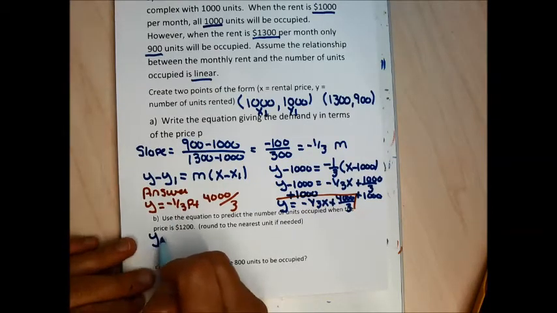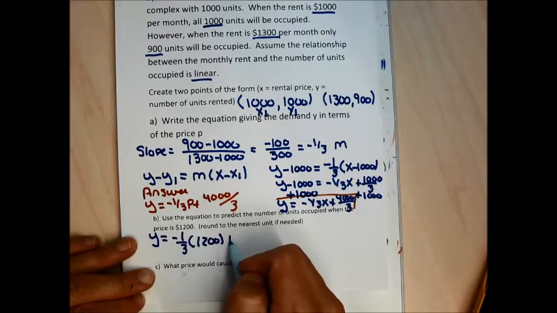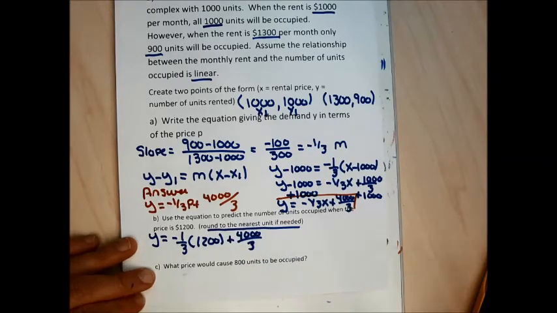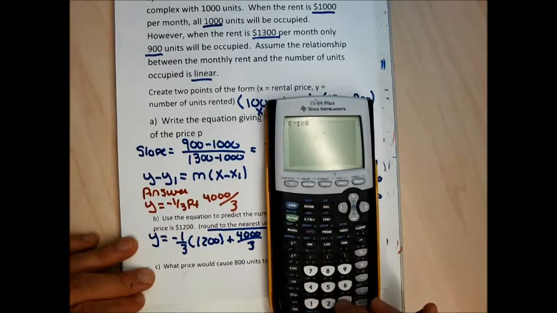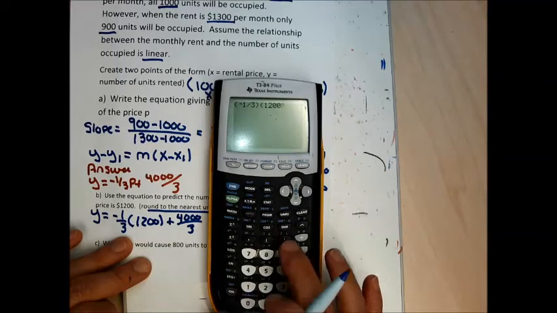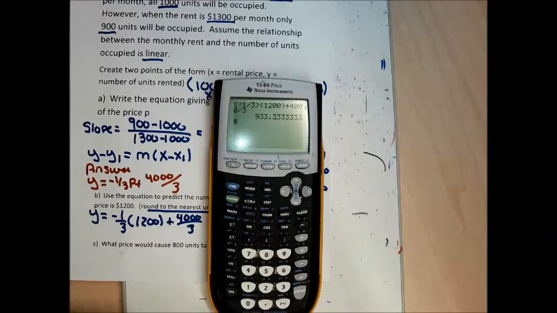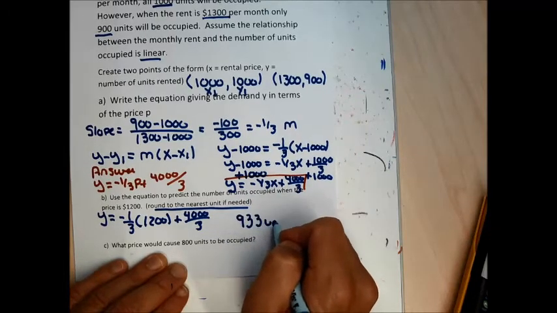So I'm going to get Y equals negative 1/3 times 1,200 plus 4,000 over 3. And then it says round to the nearest unit rented, if needed, because I'm going to get a decimal answer here. So I'm going to go Y equals parentheses negative 1 divided by 3 times 1,200 plus 4,000 over 3. And I get 933.33. I'm going to round that to 933 and not give a fraction answer because you can't rent 1/3 of a unit. So my answer for part B is just going to be 933 units will be rented.